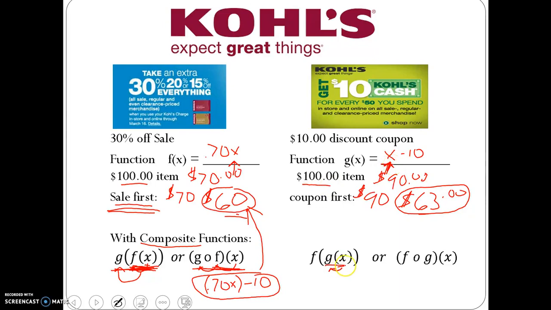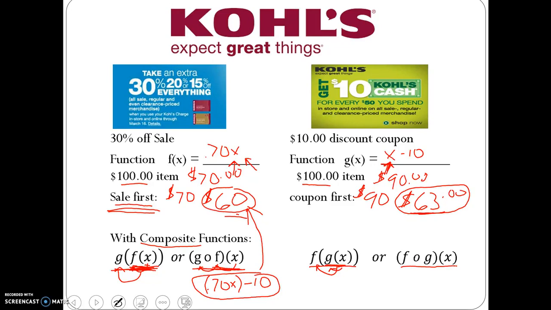Then we took that entire number, 90, and stuck it into the f of x function, and 0.70 times 90 is what gave us the $63. So we call that f of g of x, which we could denote like this, or we could write it like this, f of g of x. It looks like "fog of x," but that's a small circle, not a zero or an O. It just represents the word "of."